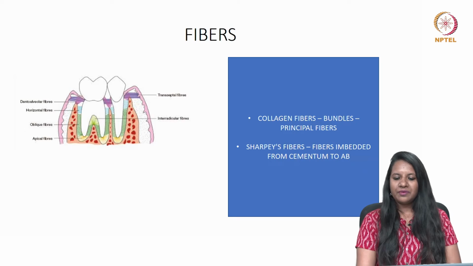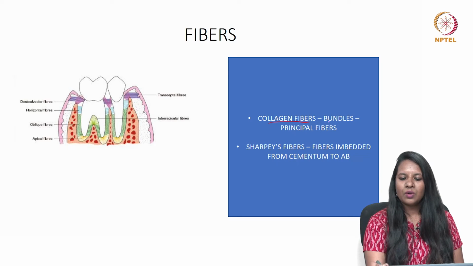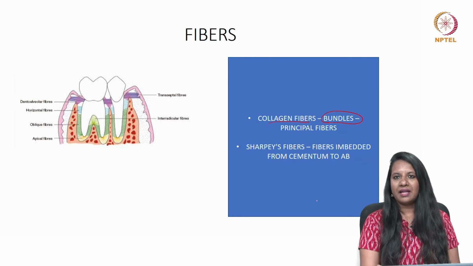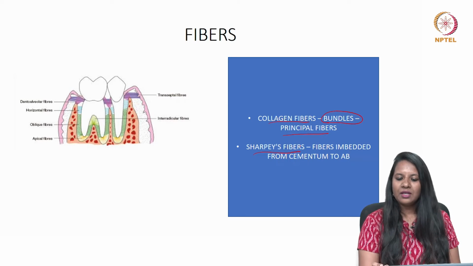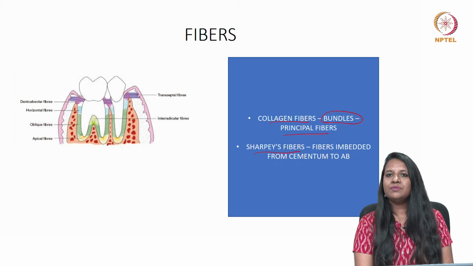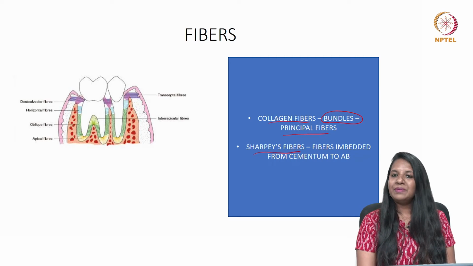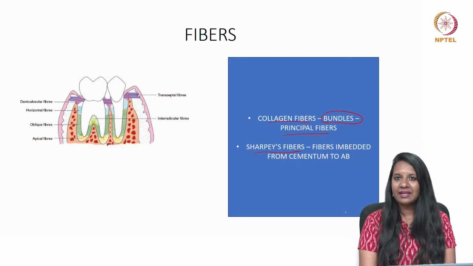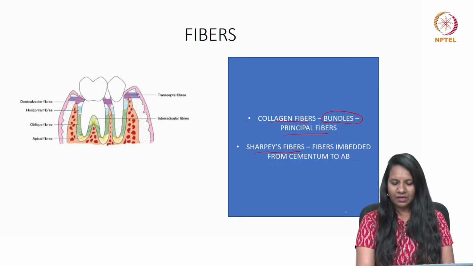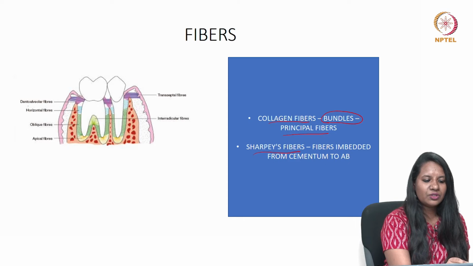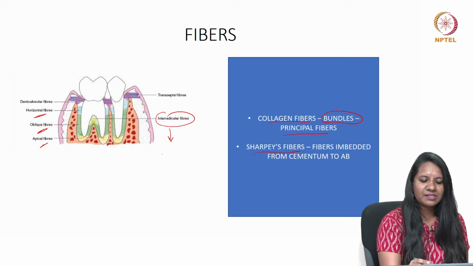Okay. So, moving to the fibers, these collagen fibers are present as bundles and are known as principal fibers. Sharpey's fibers are the ones embedded from cementum to the alveolar bone, which are completely mineralized in the case of acellular cementum, and in the case of cellular cementum they are partially mineralized. So, this is the picture showing the dentoalveolar, that is the first formed fiber, then horizontal, oblique, apical and interradicular fibers, which are present only in multi-rooted teeth.